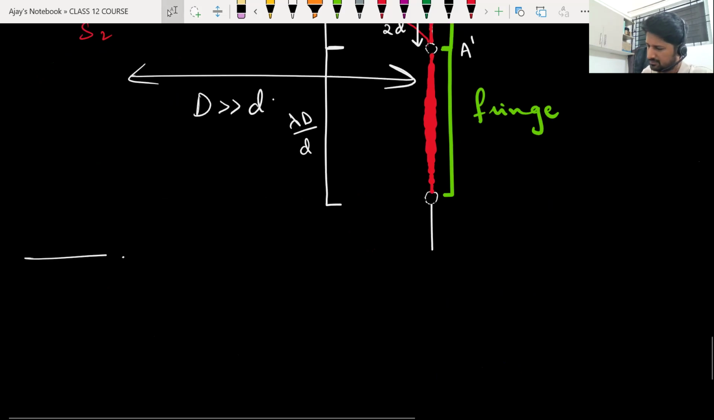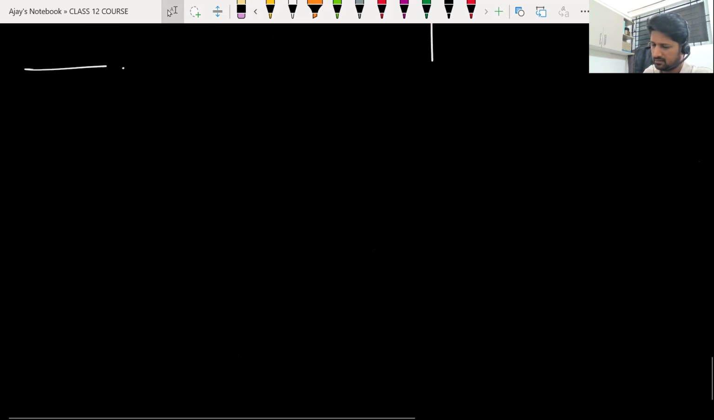Try this question now. I want you to recollect the positions of each maximum, where the first maximum will form, where the second maximum will form. Recollect that once. Okay. And answer this question.